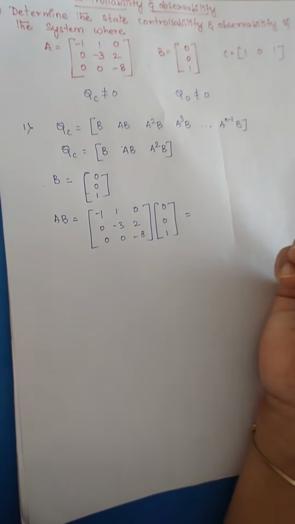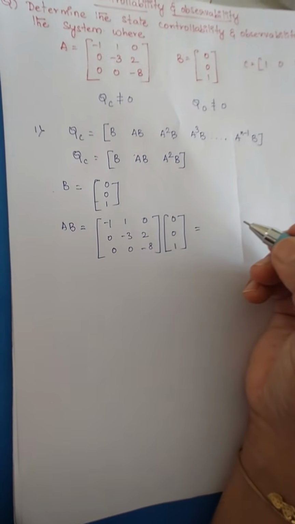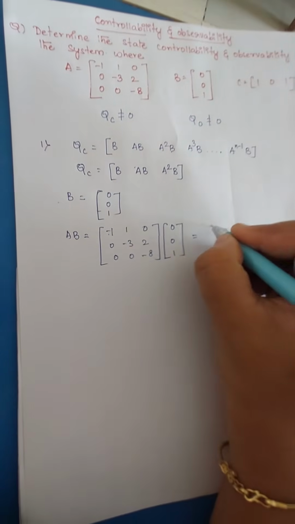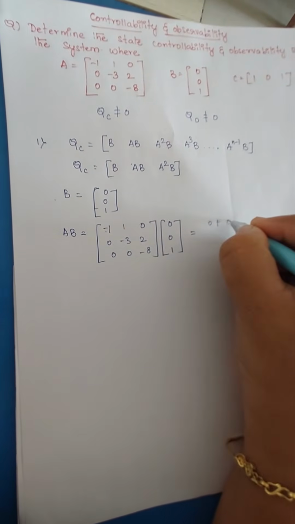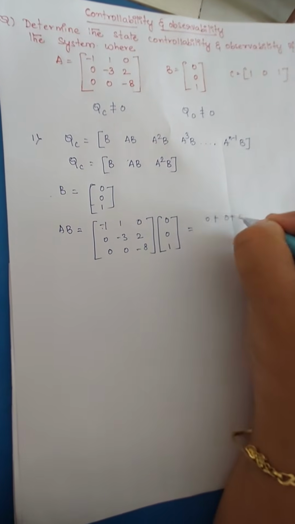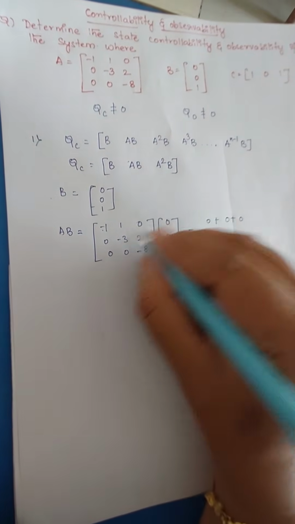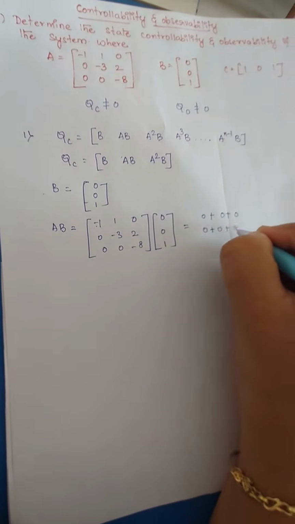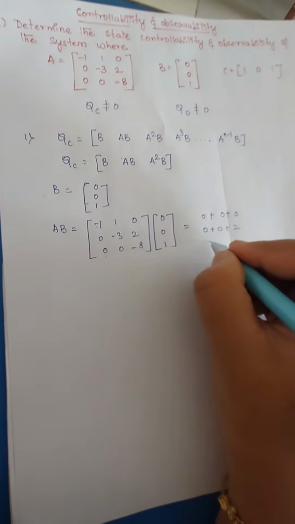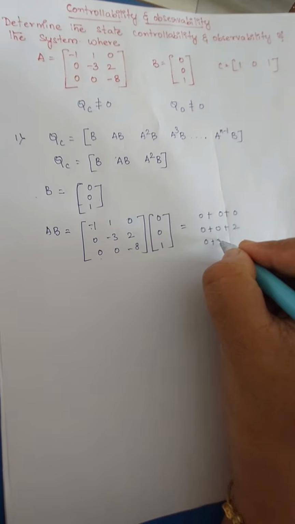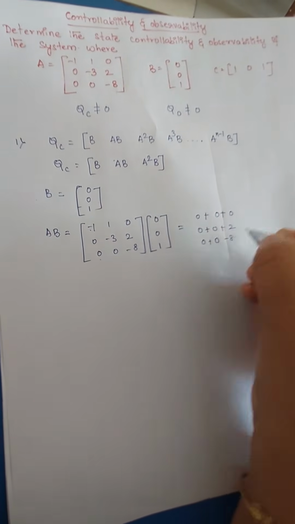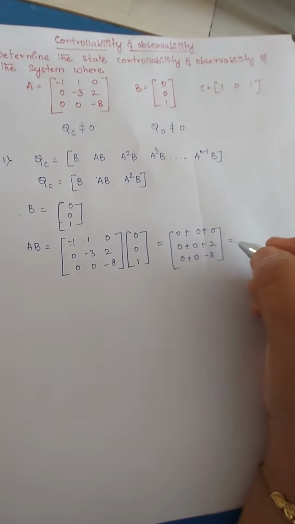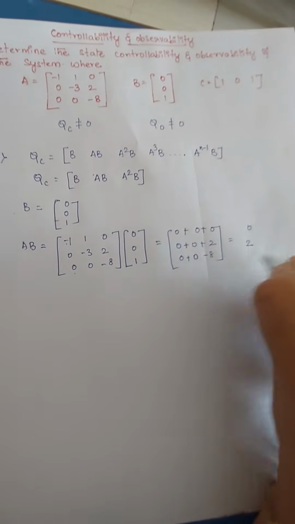Now we write the multiplication of these two matrices. The first row is minus 1 into 0, plus 1 into 0, plus 0 into 1, which is 0. Next, 0 into 0, plus minus 3 into 0, plus 2 into 1, which is 2. In the last row, 0 into 0, plus 0 into 0, plus minus 8 into 1, which is minus 8. So the second element AB is given by the column 0, 2, minus 8.